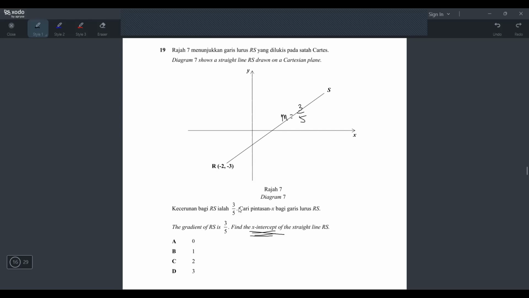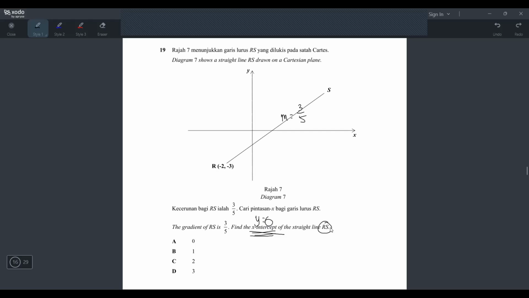This one I have taught many times already. X-intercept means how to find? You will replace y with 0. You will substitute y equals 0, but inside whose equation? Of course, the RS equation. Because if you want to find the x-intercept of RS, it means you will sub y equals 0 into the RS equation. But if you want to find the x-intercept of AB, then you sub y equals 0 inside the AB equation.